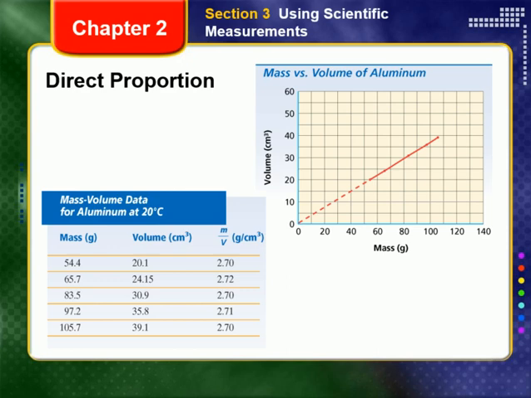The mass and volume of a pure substance are directly proportional to each other. Consider mass to be y and volume to be x. The constant ratio, k, for the two variables is density. The slope of the line reflects the constant density, or mass-volume ratio, of aluminum, which is 2.70 grams per cubic centimeter at 20 degrees Celsius. Notice also that the plotted line passes through the origin. All directly proportional relationships produce linear graphs that pass through the origin.